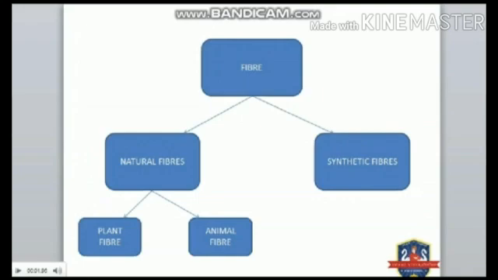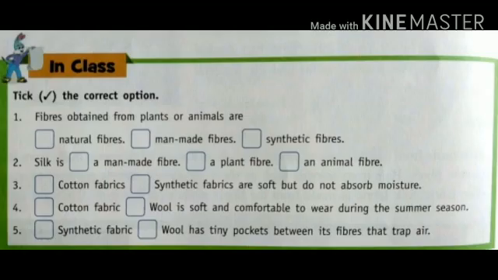Now let's do a quick revision by solving this exercise given on page number 30 of your book. The first question is: fibers obtained from plants or animals. Yes, these are natural fibers as we have already studied. Second point is: silk is dash fiber. As we all know, silk is obtained from caterpillars of silk moth, which we have already studied. So the third point is the right answer.